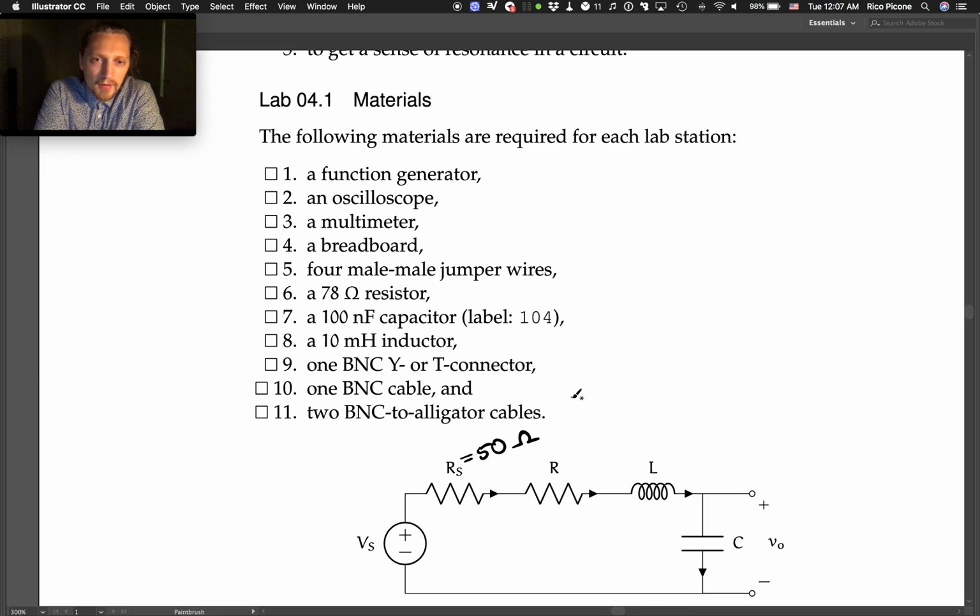A 100 nanofarad capacitor. The label on those, I'm not sure if it's labeled on the drawer. They're like the disc ones. Yeah, it says 104 on them.